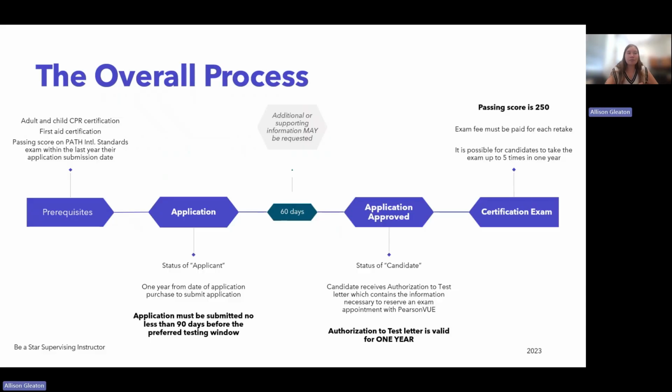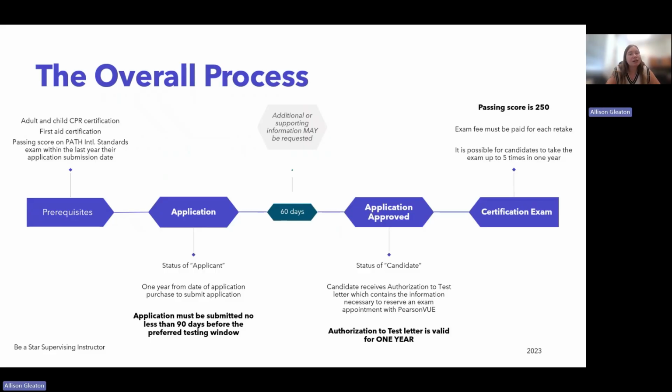After the 60 days, no later than 60 days, they will get a notification via email of whether or not their application has been approved. If their application is approved, they then gain the status of candidate. So at this point, we've said their application is approved and they are now a CTRI certification candidate, meaning that they are eligible to sit for the certification exam.